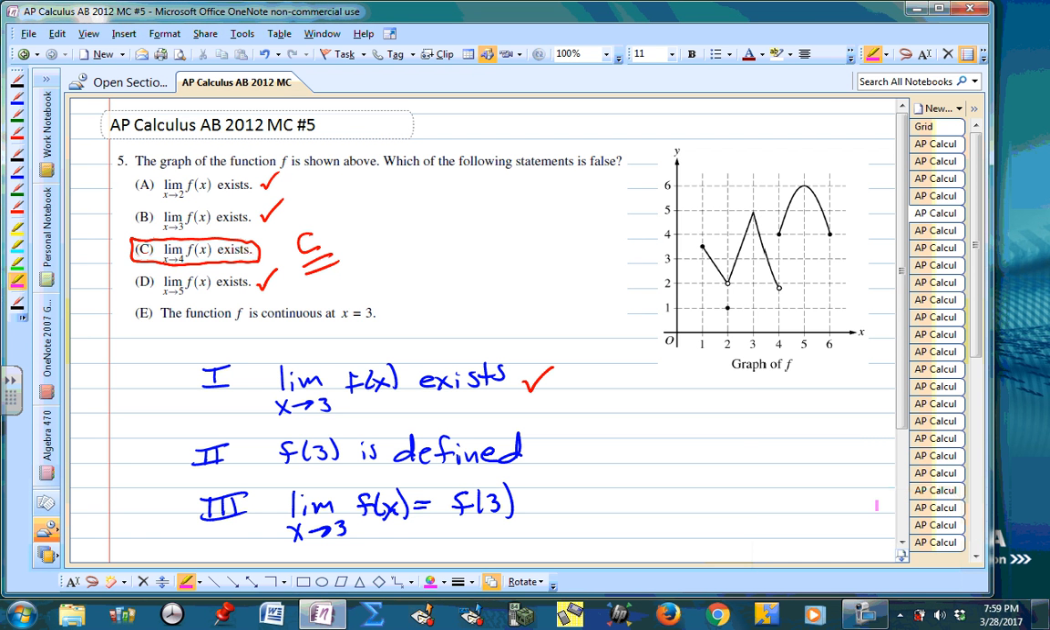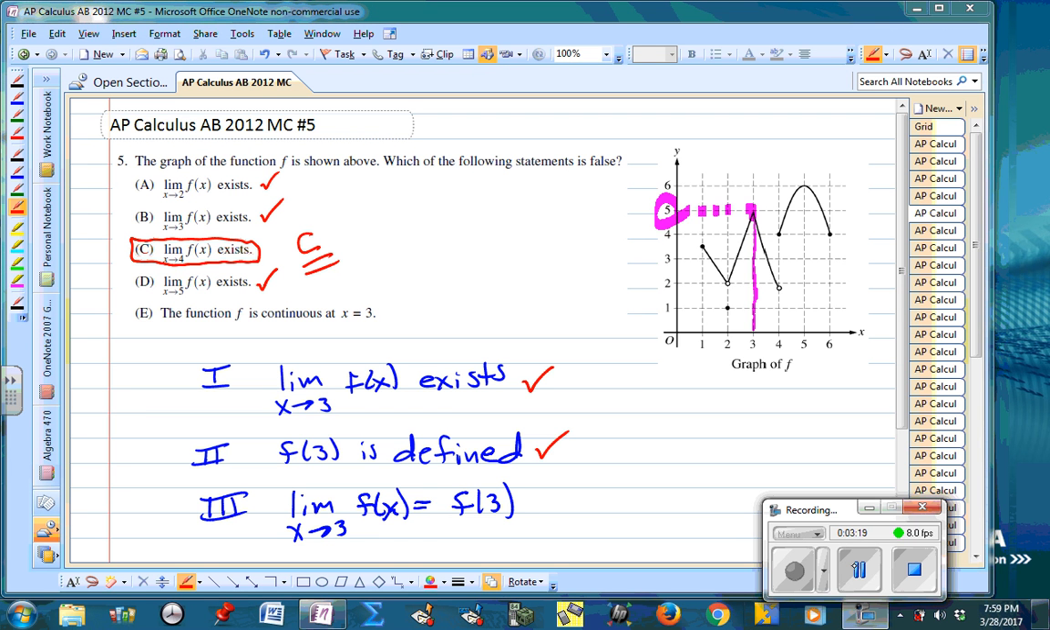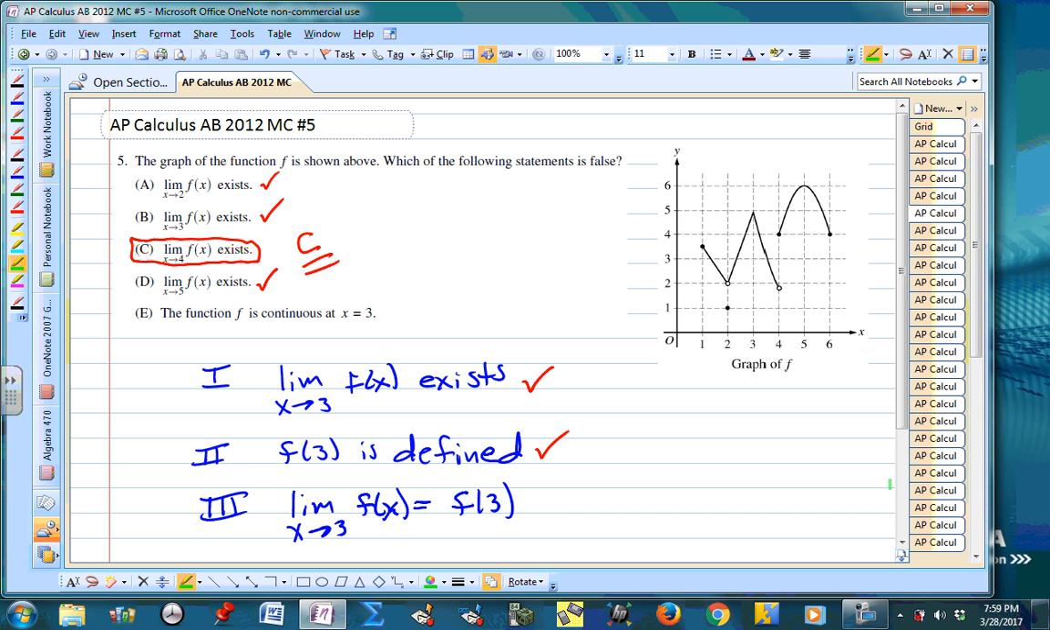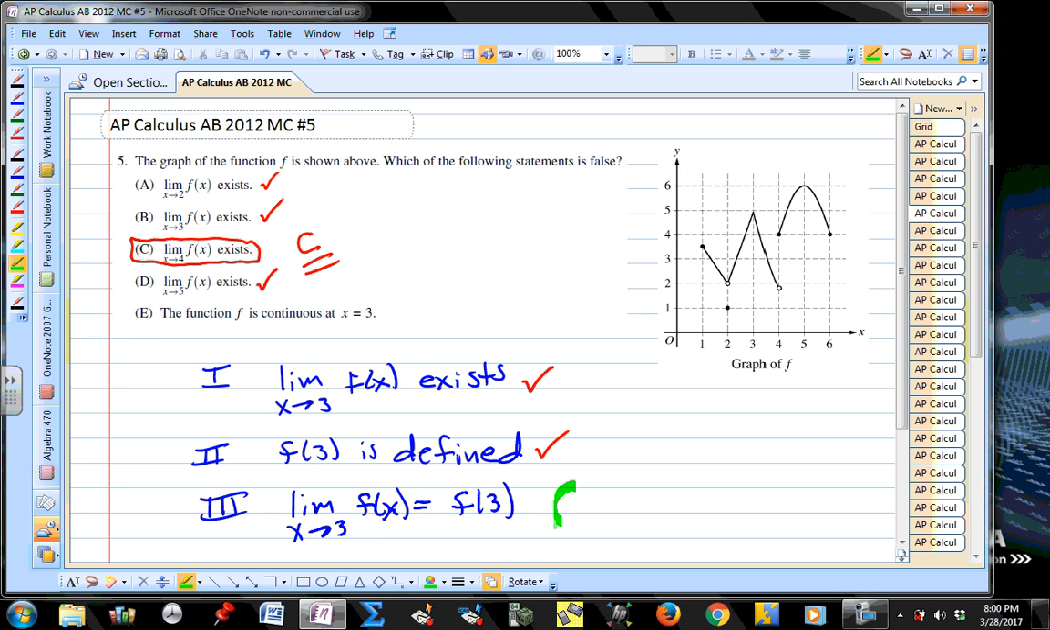The second condition is that f of c, or in this case f of 3, is defined. So let's just check. When x equals 3, there is a y value, and the y value equals 5. So condition 2 is met. Condition 3 simply says that the limit value has to equal the function value. Our limit value was 5. Our function value is 5. Condition 3 is met, therefore statement E is true.